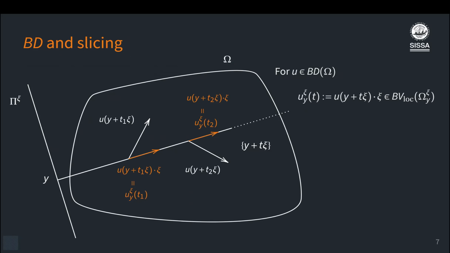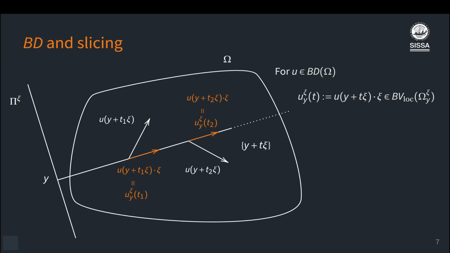Just to set some notation, given ξ, which is going to be a vector in the unit sphere, Π^ξ is the hyperplane orthogonal to ξ and passing through the origin. And any line parallel to ξ, or direction ξ, can be parameterized by choosing a point y on this plane, and then summing to it t times ξ, where t is a real parameter.